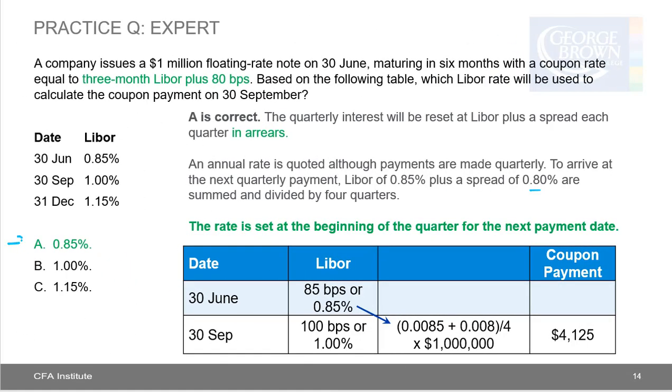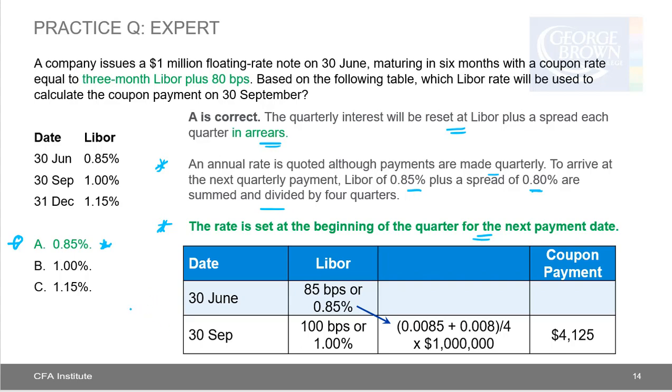Okay, the correct answer is A, 0.85%, okay? So the quarterly interest rate will be reset at LIBOR plus a spread each quarter in arrears. That means behind. So an annual rate is quoted, although payments are made quarterly. To arrive at the next quarterly payment, LIBOR of 0.85% plus a spread of 0.8% are summed and divided by 4 quarters. And the rate is set at the beginning of the quarter for the next payment date. That's the important thing to understand.